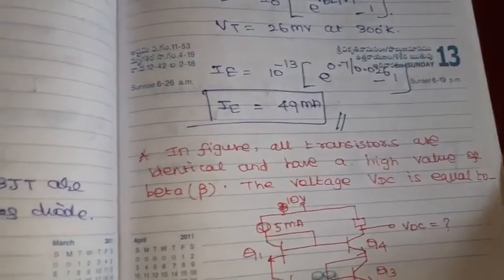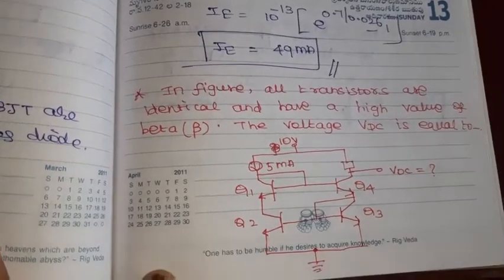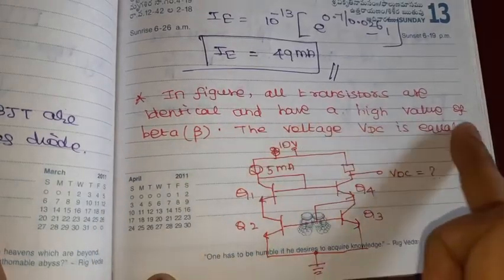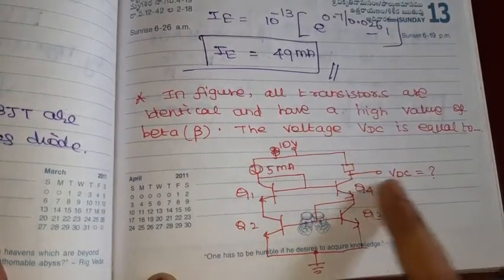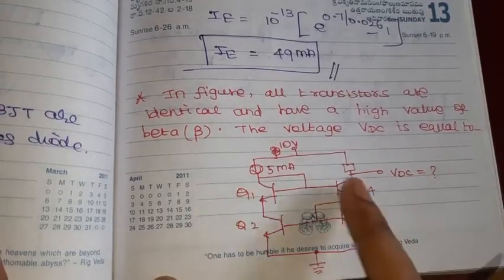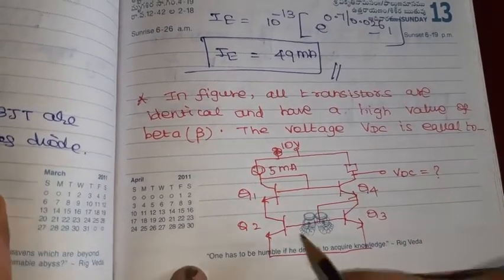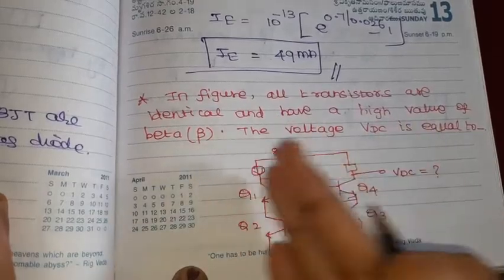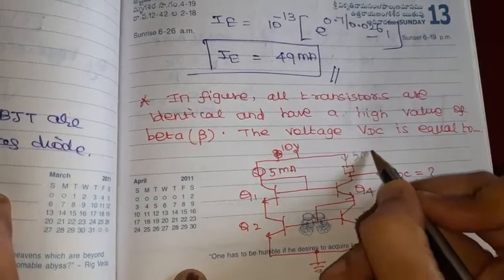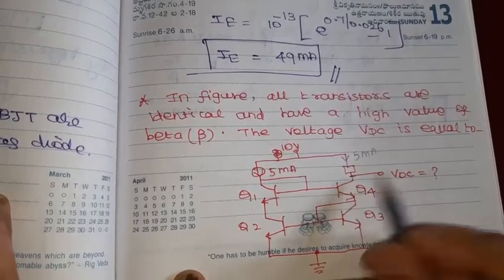Then in this figure, all transistors are identical and have a high value of beta. The voltage VDC is equal to, see, this is nothing but a Wilson current mirror circuit. A Wilson current mirror circuit is nothing but a mirror of this one. So the same current will flow here also, 5 milliamperes. Now we need to find out VDC. Very simple.